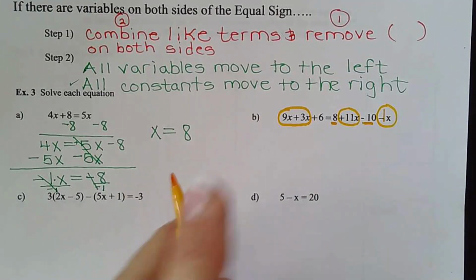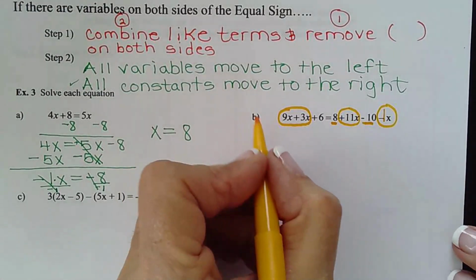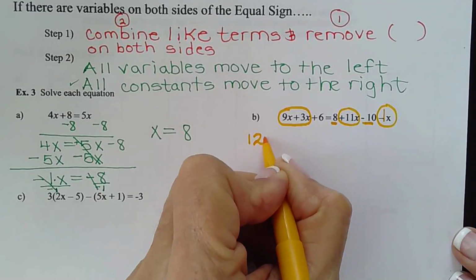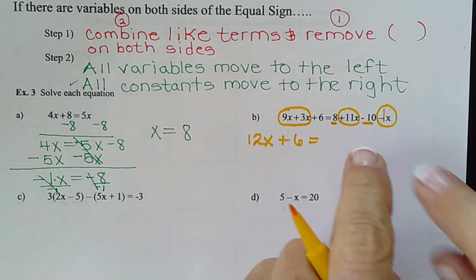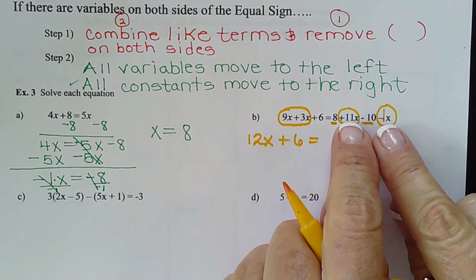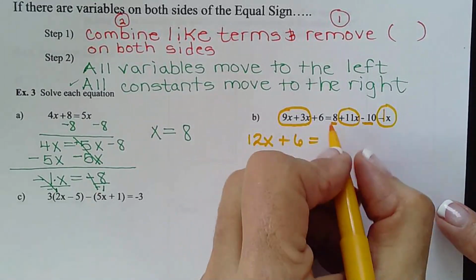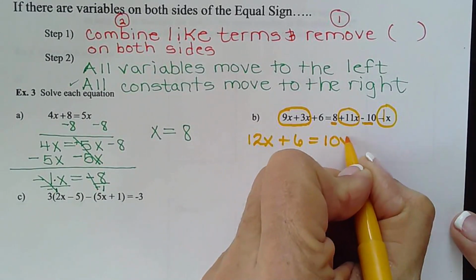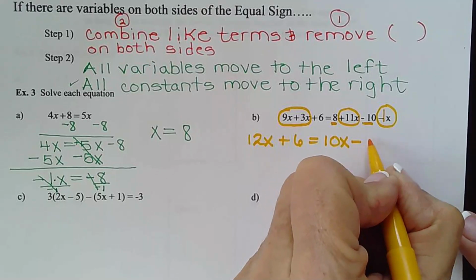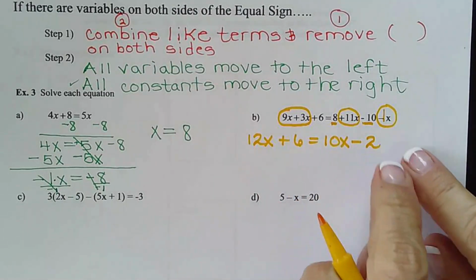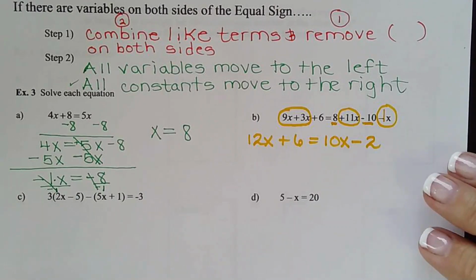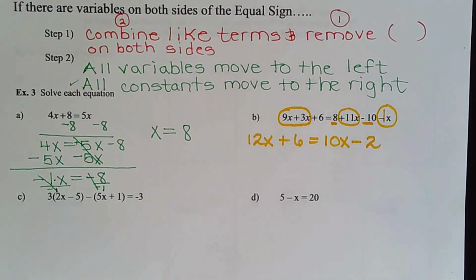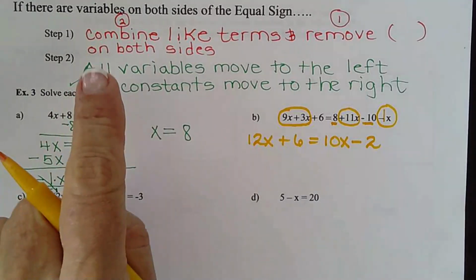So that's going to give me 12x plus 6 equals, and I like my x first, so I'm going to do that first. 11x minus 1x is 10x. And 8 minus 10 is negative 2, because the signs are different, so we subtract and keep the sign of the larger. So now I have what's called a normal problem. So I have x's and constants on both sides. So now I do this.